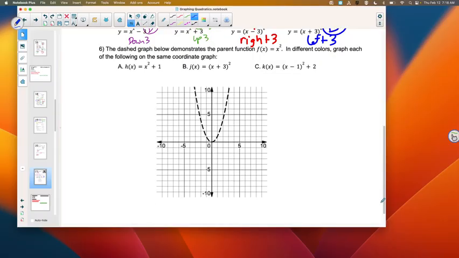The dashed graph below demonstrates the parent function f of x. Okay, I'm going to label that, by the way, f of x, just so we don't get confused. In different colors, I'm going to use different colors, obviously you won't, but we're going to label them anyway. Graph each of the following on the same coordinate graph. We're actually going to change these because it gets too crowded, okay?